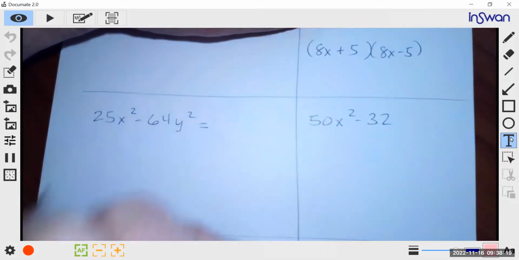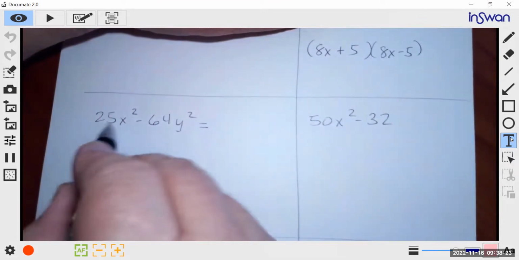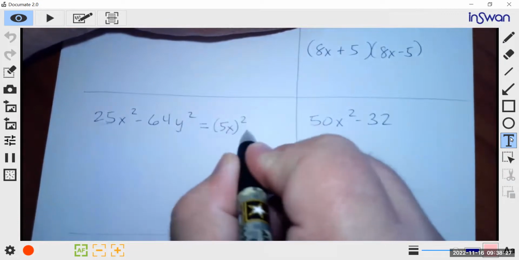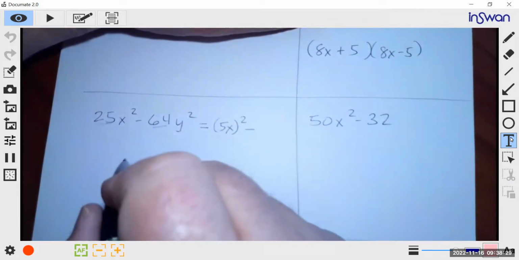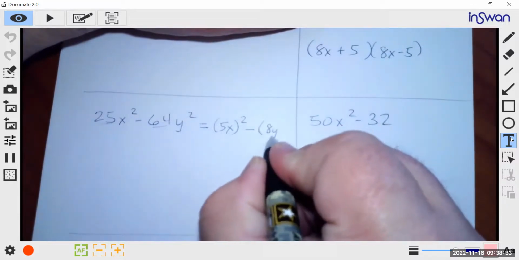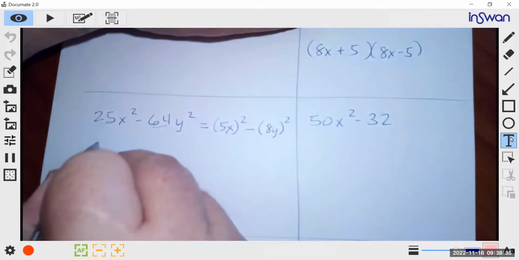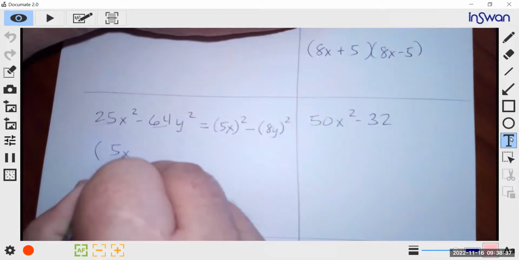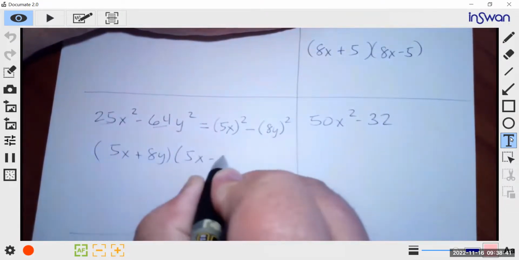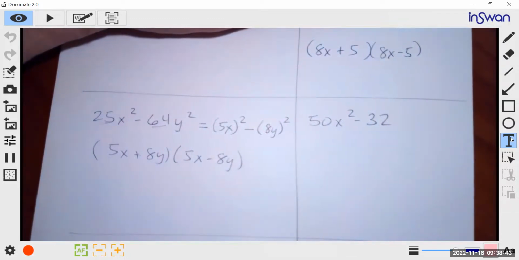Is the first term square? Yeah, 25 is 5, so it's 5x squared. 64 is 8 times 8, so it's 8y squared. So it's 5x plus 8y, 5x minus 8y.